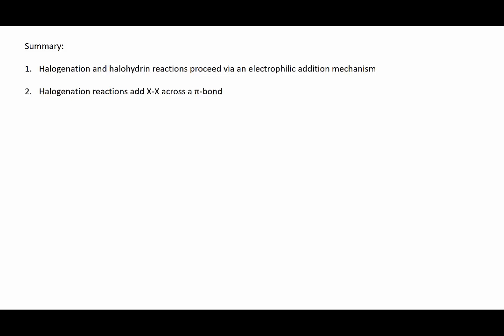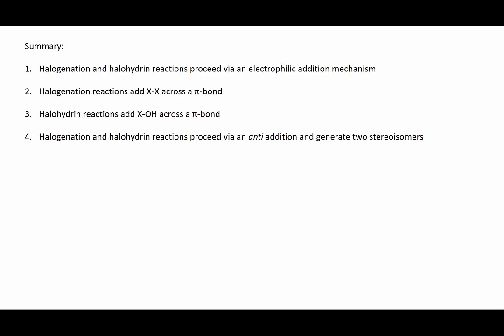To summarize, both halogenation and halohydrin reactions proceed via this electrophilic addition mechanism. Halogenation will add two halogens across a pi bond, while a halohydrin reaction will add a hydroxyl group instead of one of the halogens. Halogenation and halohydrin reactions both proceed via an anti-addition and will generate two stereoisomers. But halohydrin reactions are regioselective, where the hydroxyl group will appear at the more substituted carbon.